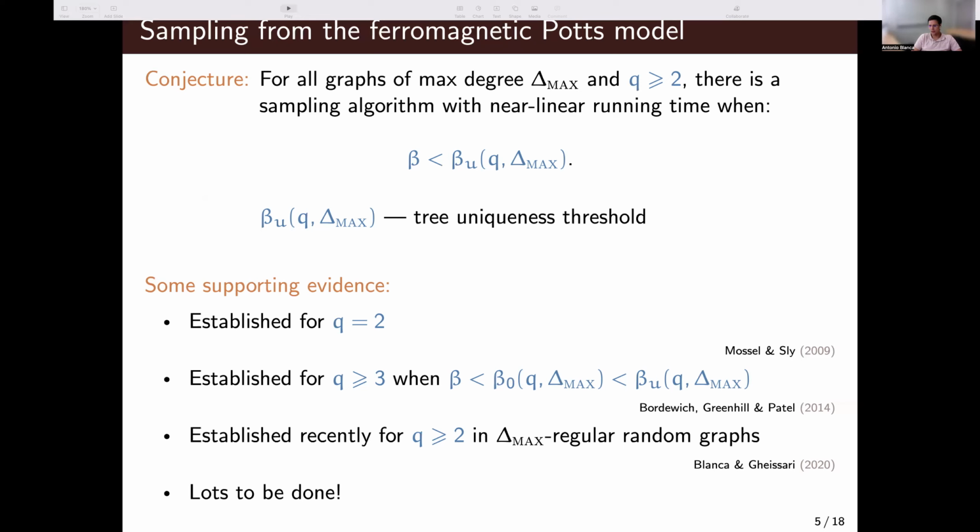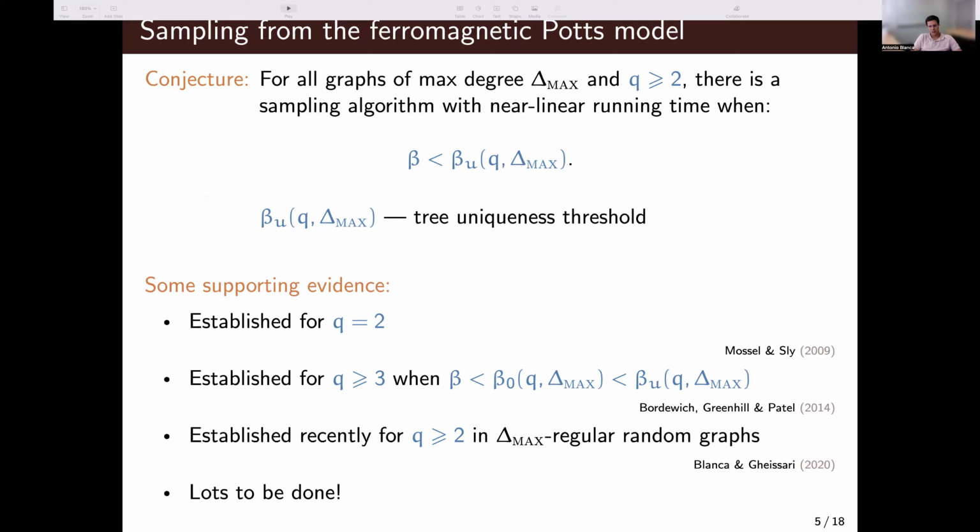For example, for Q equals 2, this is known. This is the theoretical work of Mossel and Sly, where they show that the Glauber dynamics for the Ising model, which is also called the Gibbs sampler, which is a very simple Markov chain that in every step picks a vertex and updates the state of that vertex from the right local distribution. And in this work, Mossel and Sly show that the mixing time is n log n, and this is the best possible.